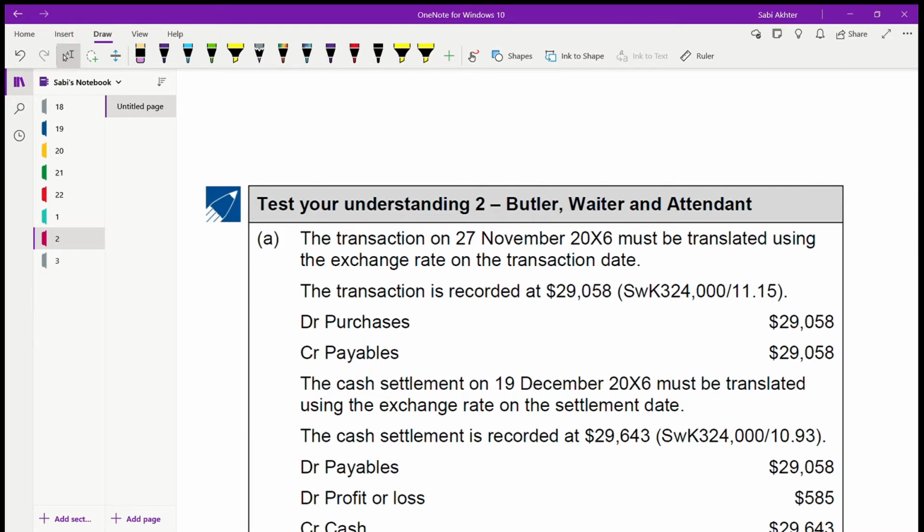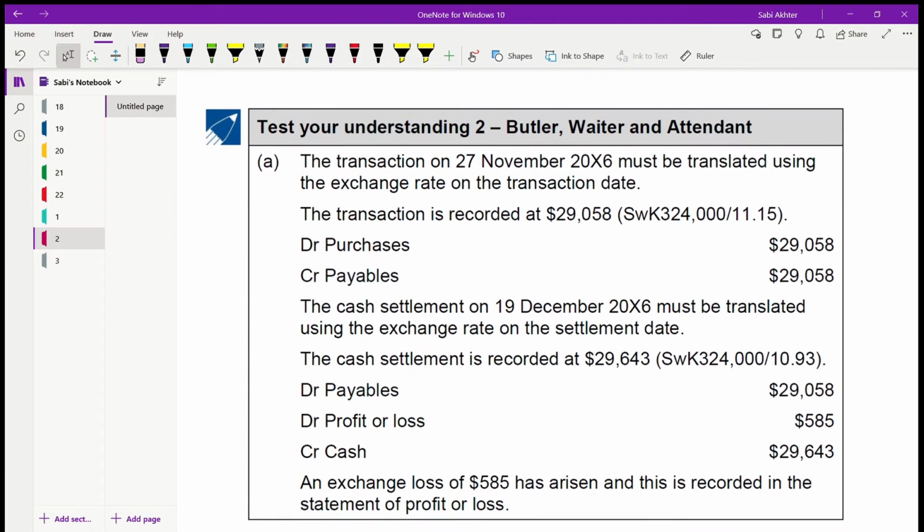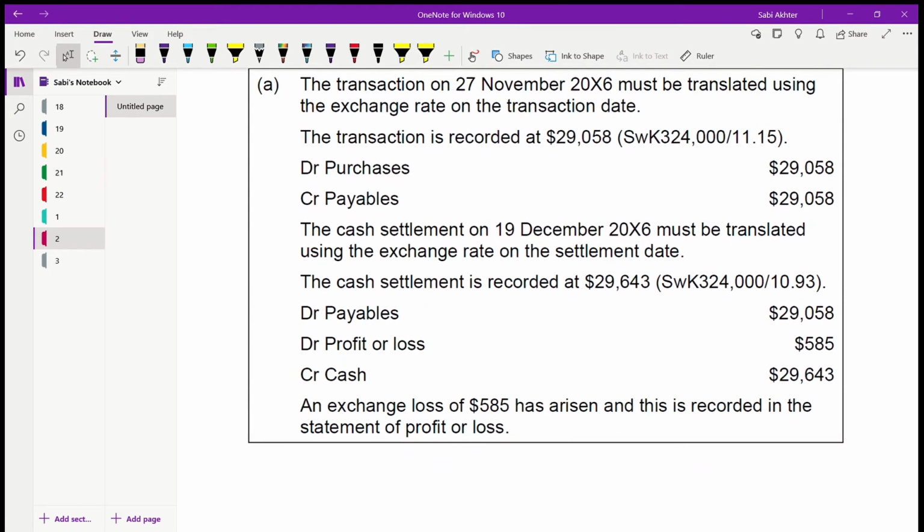You take 11.15. Next, cash settlement is on some other date. So that will be settled, exchanged using the 19 December 2006 rate, which is 10.93. So again, you are converting 324,000 by 10.93. You are getting a different rate, okay? So what do you do?